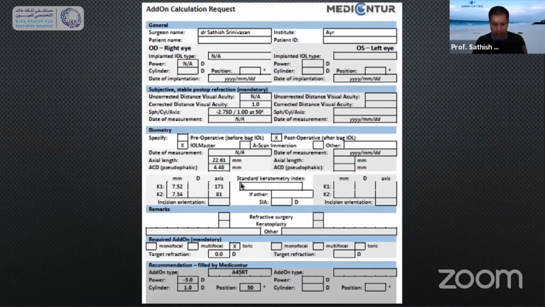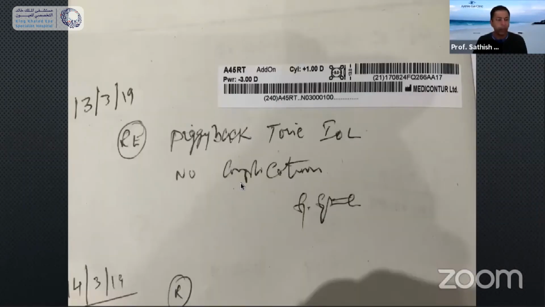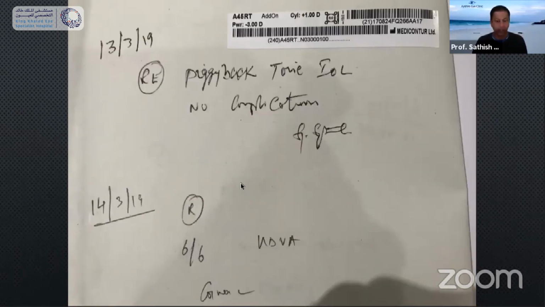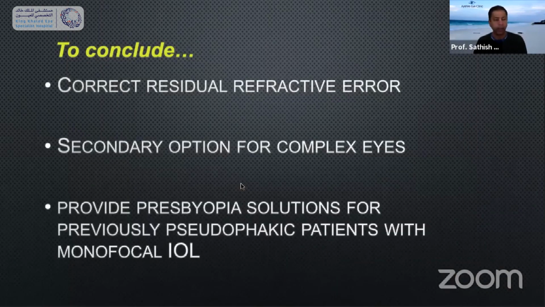So she underwent this calculation, and at the very bottom of this calculation, you can see the calculation called for an IOL power of -3 with 1 diopter of cylindrical correction. So in March of 2019, she underwent a piggyback toric intraocular lens implantation to correct this residual refractive error, and postoperatively uncorrected distance visual acuity improved to 6/6, and the patient was very, very happy.